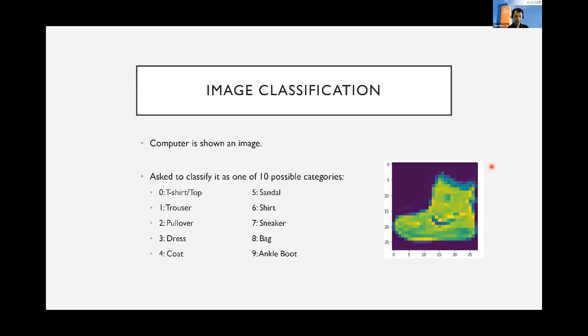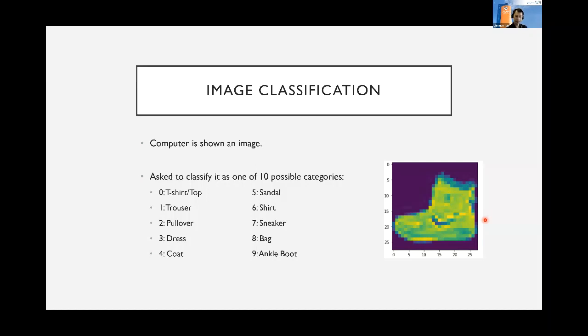Okay, and with that, let me give you a more formal introduction to what the image classification problem is. Basically, we just show the computer an image over here. The task given to the computer is, after I've shown you an image, I want you to classify it as one of n possible categories. Over here, I have a problem where there are 10 possible categories. Is this an image of a t-shirt? Is this an image of trousers, pullover, all the way to an ankle boot? Okay, and for a normal human, it shouldn't be difficult to identify that this is an ankle boot.